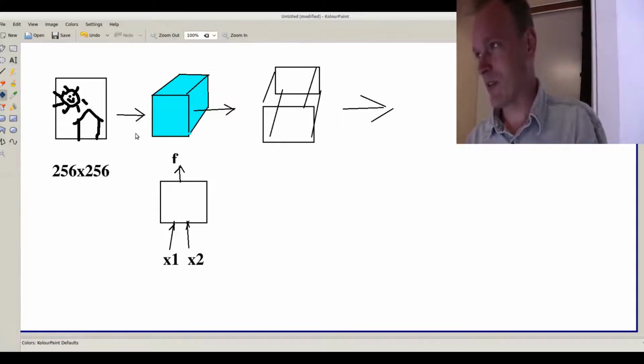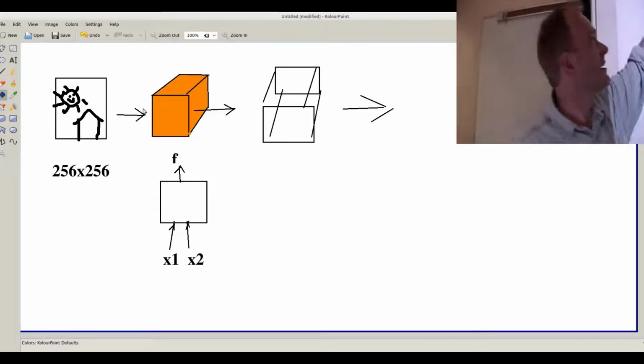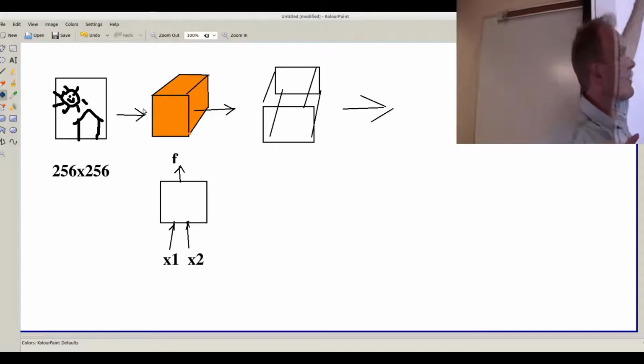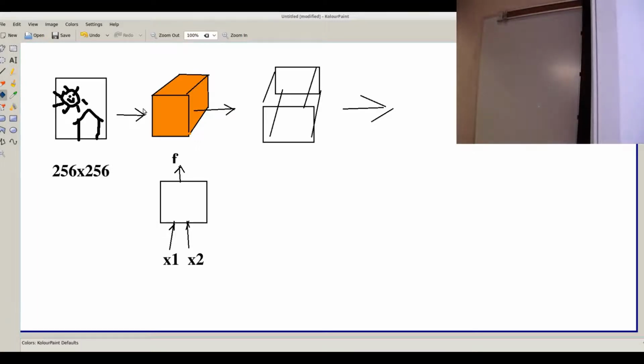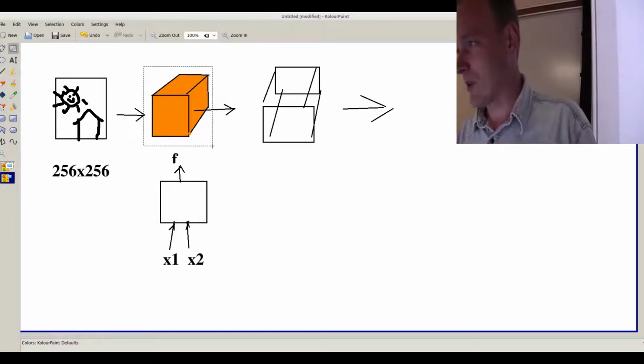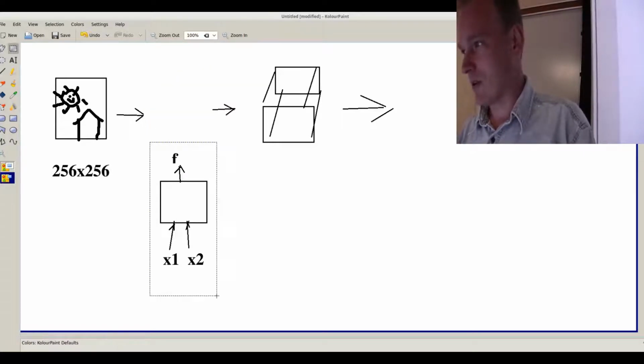So we have a whole bunch of filters here that we're applying to our image, but now I have a continuous filter represented by this neural network. Could I not then replace this whole filter with this whole neural network?